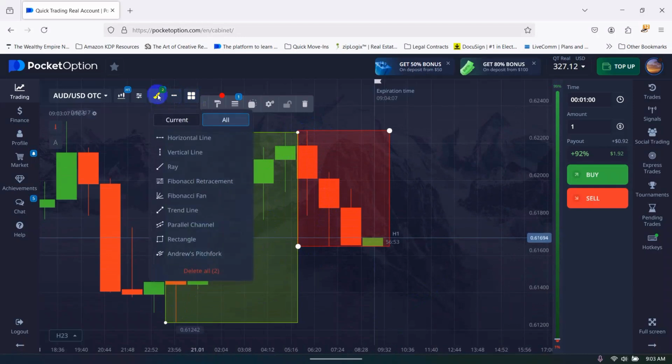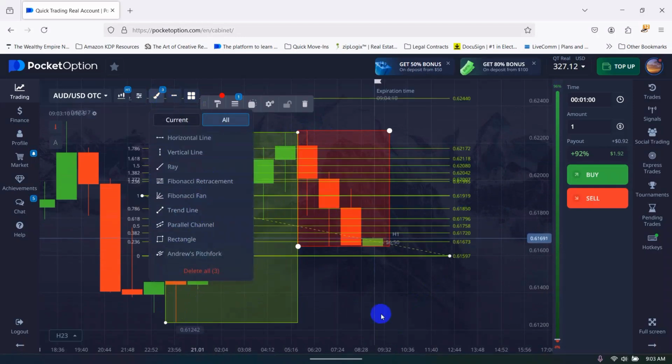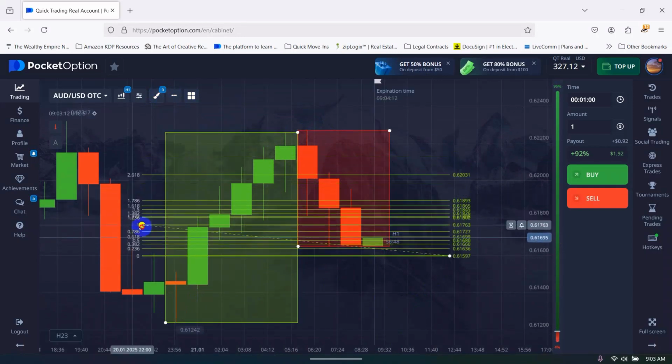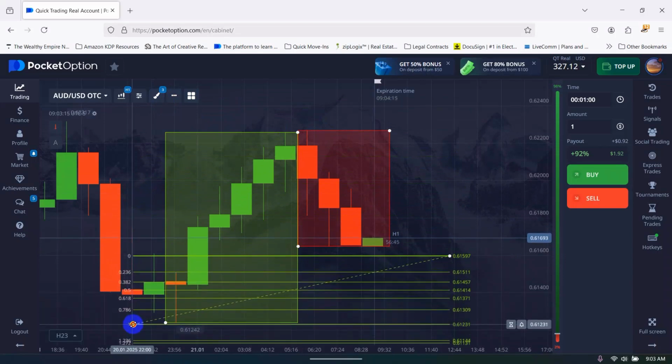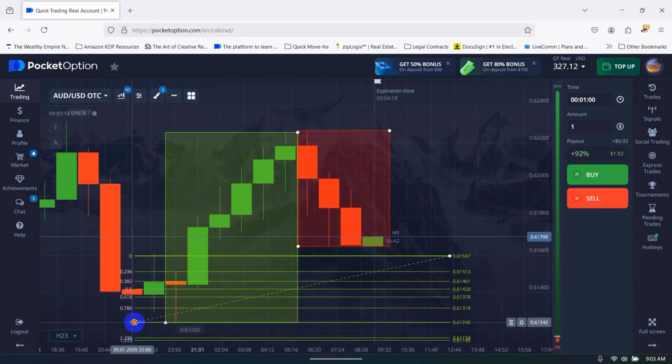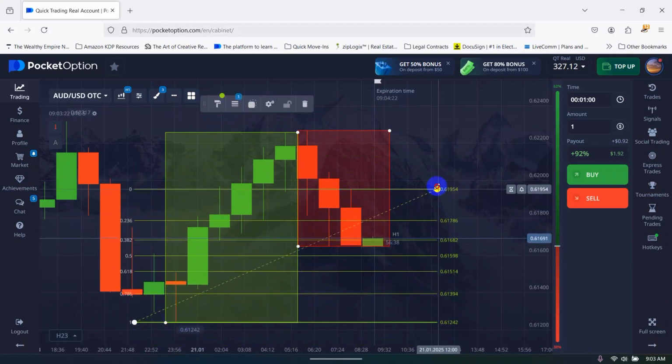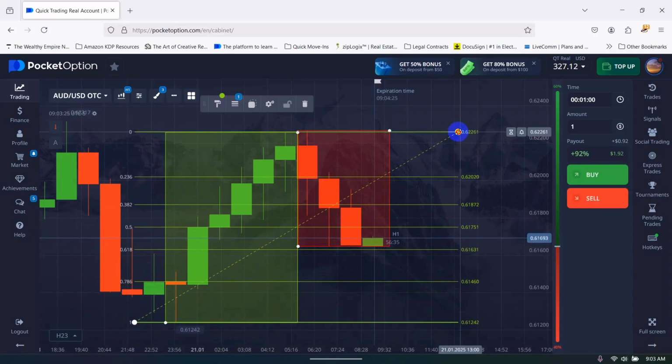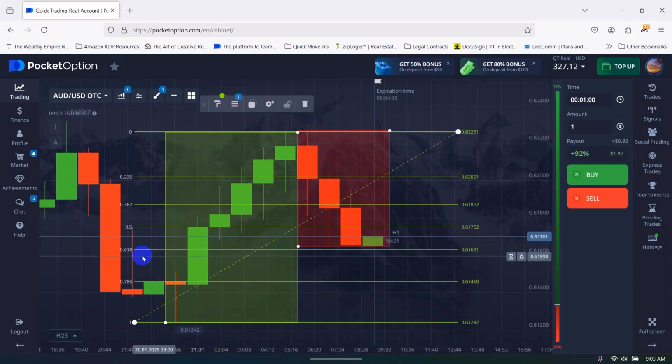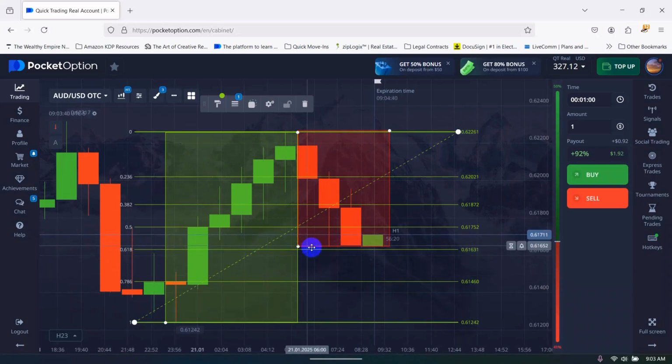So if we take our Fibonacci tool, right? If we take our Fibonacci tool and we come down here where it started, we're going to put the 1 where it started and put the 0 where it ended right here. And you see that red candle trace all the way back down to the 60% line, and it's starting to go back up.